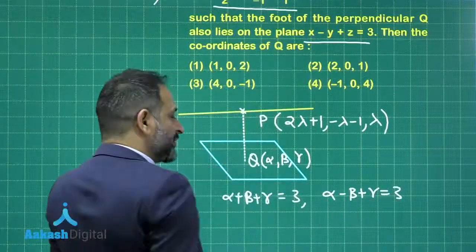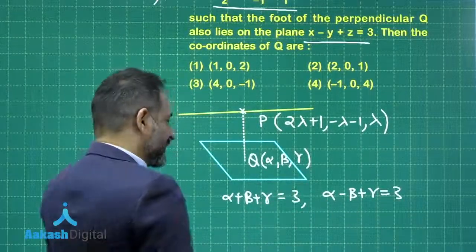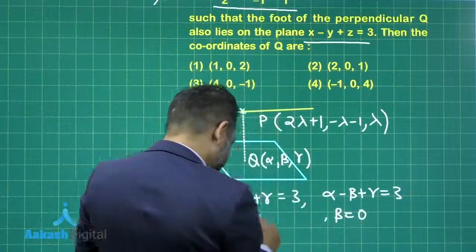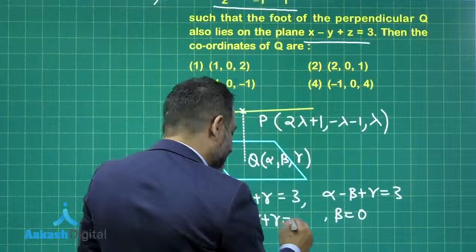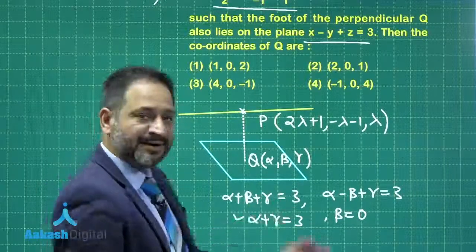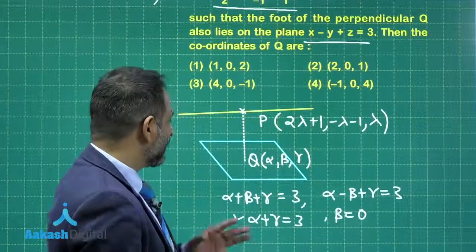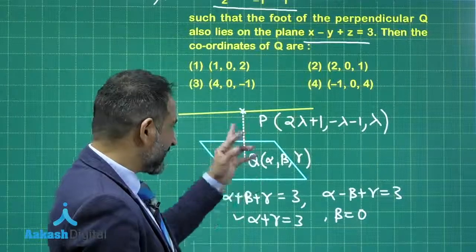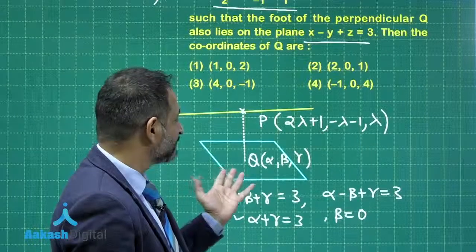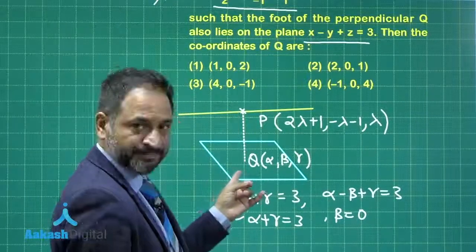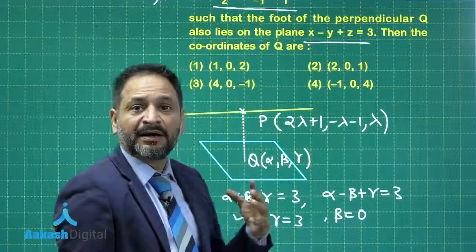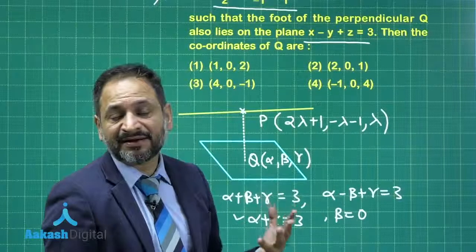Now, from these two equations, if you add these two or subtract these two actually, beta will be equal to 0, and adding will give you one more equation, that is alpha plus gamma is equal to 3. Now, beta is known to us and alpha plus gamma is equal to 3. Now, what next? We haven't used the concept of perpendicular, that is PQ is perpendicular to this plane. So, definitely the direction ratios of PQ and the normal to this given plane will be same, or you can say their ratio will be same.